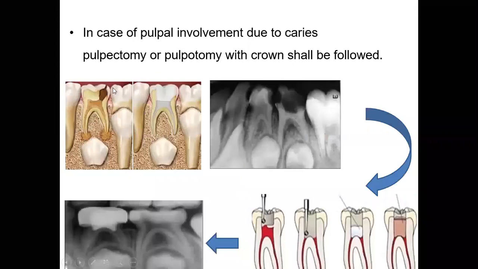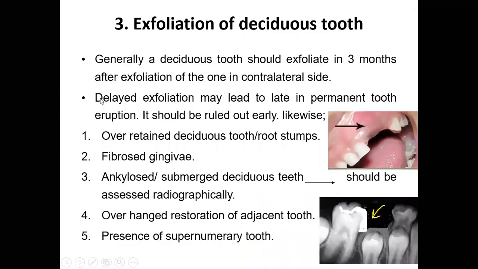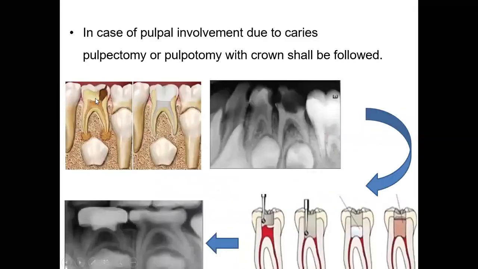In this case, can you see here, a very good picture is showing you that this is the deciduous tooth, there is a pulpal involvement. This black is a decayed area, and after the decay, the periapical infection is there. This decay, which has initiated this periapical infection, shall be treated with either pulpectomy or pulpotomy.